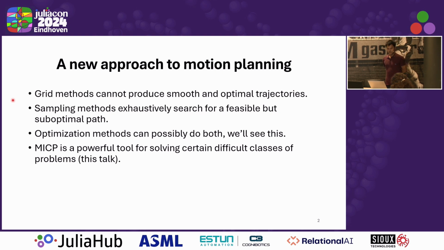Some of the challenges with existing methods you may know include grid-based methods. These don't necessarily produce smooth trajectories or optimal trajectories. Sampling-based methods are typically computationally expensive. And here is another approach that may be promising for these issues. Using MICP, or mixed integer conic programming, techniques is what we're going to show here.